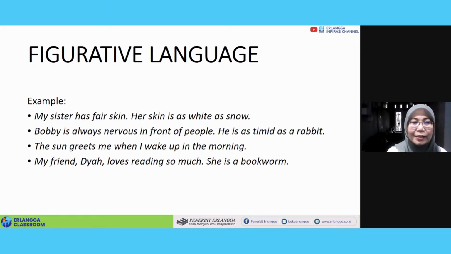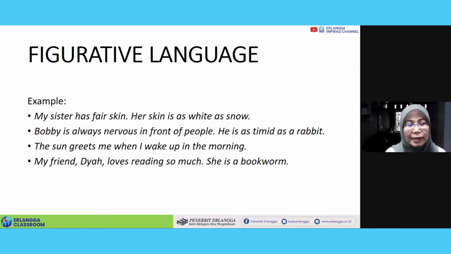Contoh nih, my sister has fair skin. Her skin is as white as snow. Wow, you can imagine. Seperti apa putihnya ya? Jadi my sister has fair skin, mempunyai kulit yang putih, cerah di sini ya. Kulitnya ini seputih snow, seputih salju, as white as snow.